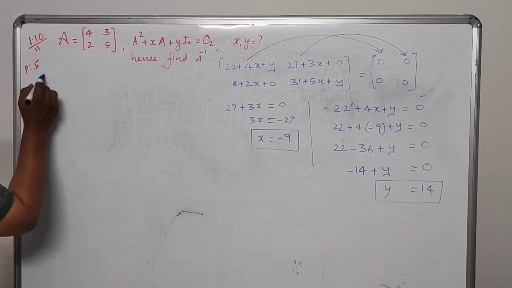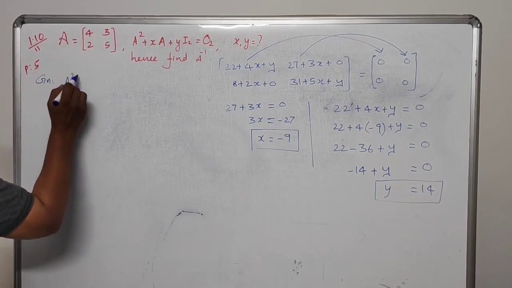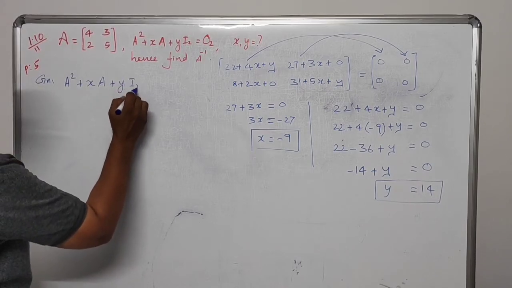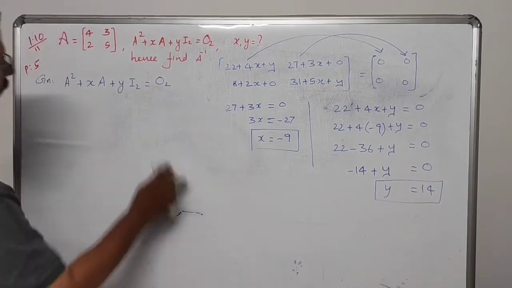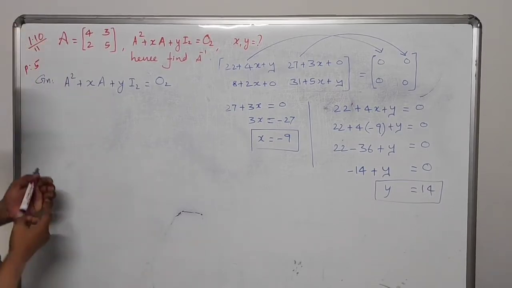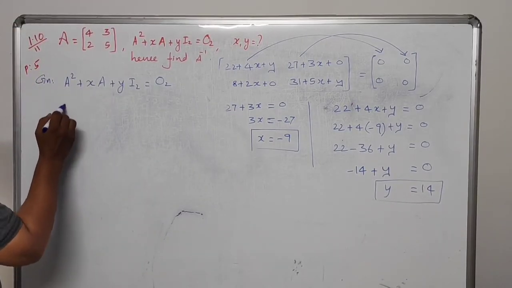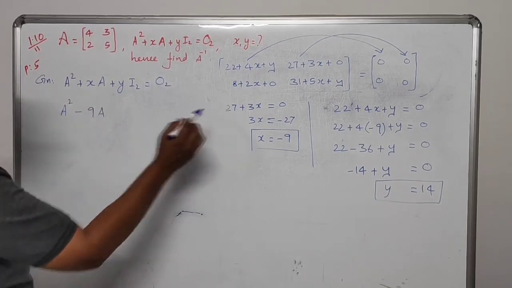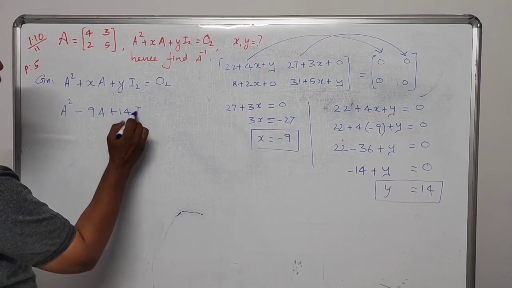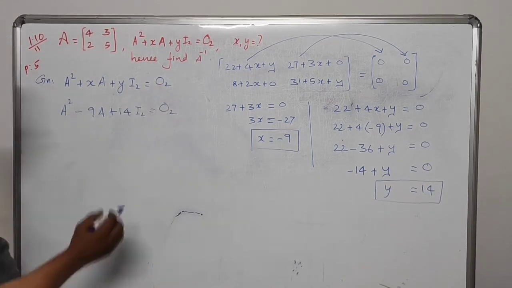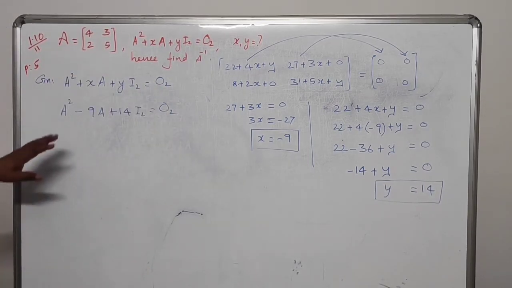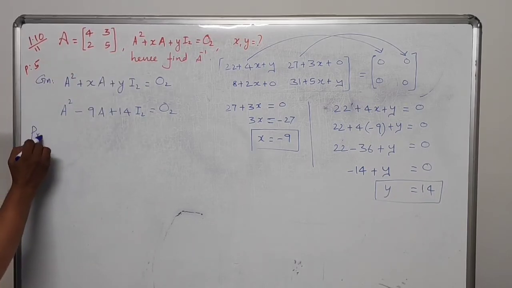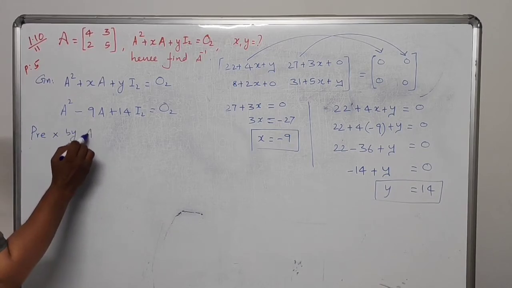That is given A square plus xA plus yI2 is equal to O2. Now replace the values of x and y here. See here, A square you can write as it is, plus x is minus 9, minus 9A, plus y equal to 14, plus 14 I2 is equal to the zero matrix of order 2. Now from this we need to find A inverse, means as we have done in the previous case, you pre-multiply by A inverse on both sides.